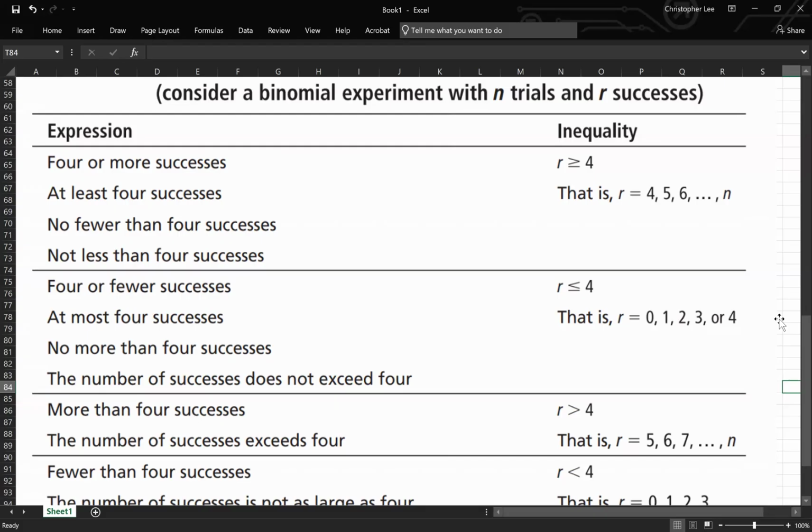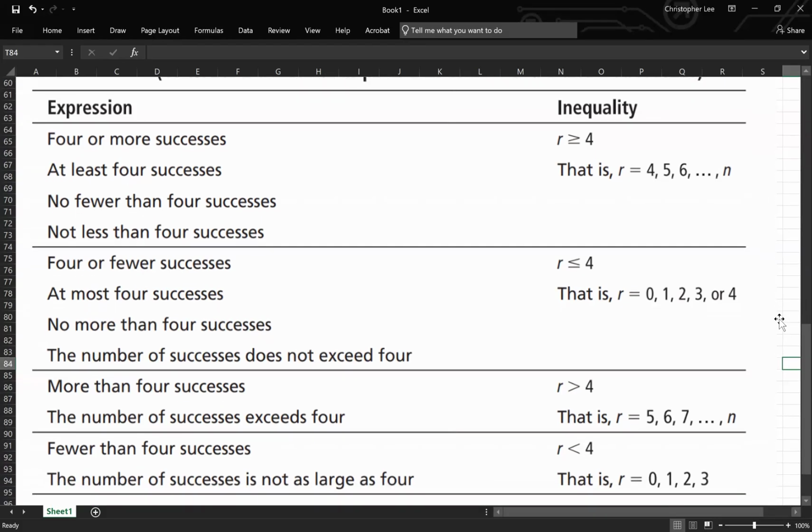Next, we have less than 4. If I say fewer than 4 successes, that means the numbers that are smaller than 4, but not including 4. So 3, 2, 1, 0. Does not exceed means it doesn't pass 4, but includes 4, so that's 4, 3, 2, 1, 0. So it doesn't always include the number 4, sometimes, depending on which wording I'm using. Or the number of successes is not larger than 4, so that would be 0, 1, 2, 3 as well.